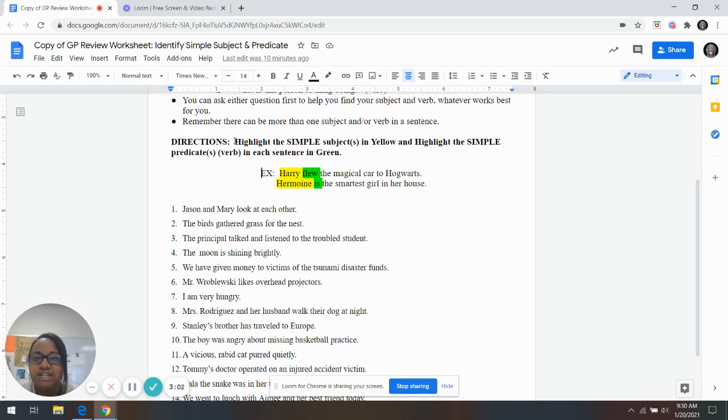Now look at our directions. It's going to say highlight the simple subject in yellow and highlight the simple predicate in green. Now notice it says simple. What that means is that I'm looking just for the subject, just for the verb. So no adjectives, no adverbs, no extra words.